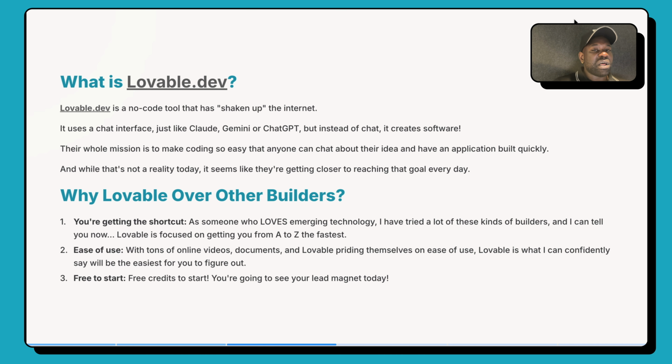And the reason why I'm using Lovable over other builders, there's Replit, there's Bolt, there's Cursor, there's a ton of these tools, is that I am someone who loves emerging technology, and I have spent an embarrassing amount of time using all of these tools. The reason why I chose Lovable is because I believe that anyone can use Lovable to build something that is usable. These other tools are pretty good. I'm not saying that they're bad by any means. But whenever I use Lovable, I'm able to get the furthest, whether it's a really complicated idea or something really simple.